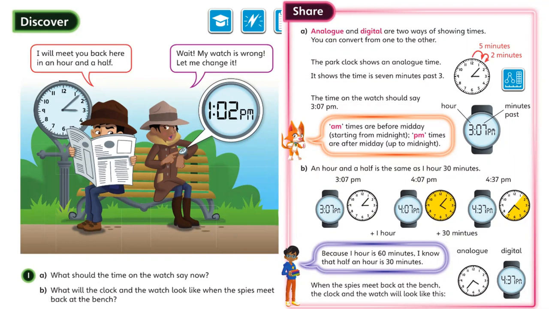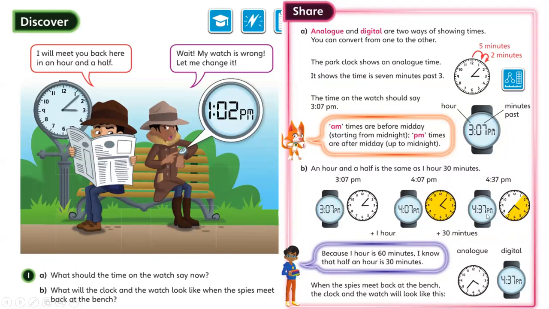We know that there are 60 minutes in 1 hour. So if there's 60 minutes in 1 hour, we know there's 30 minutes in half an hour. So we've got to add 30 onto the 4:07. So it's 4:37. That's what it will look like, 4:37.